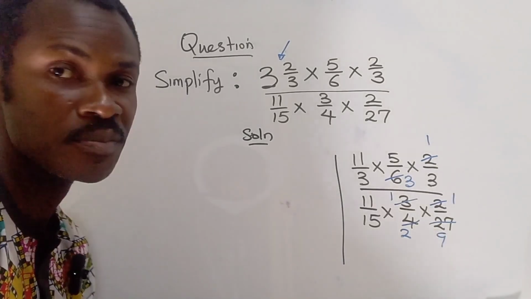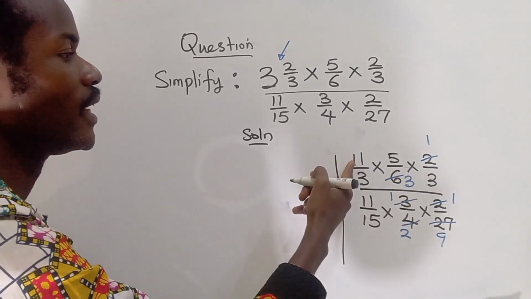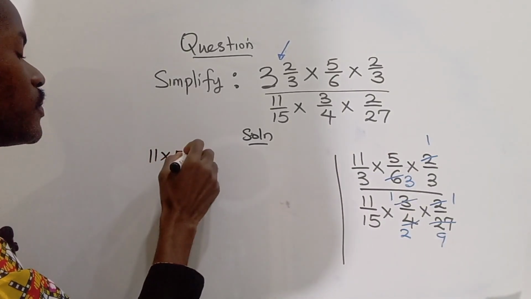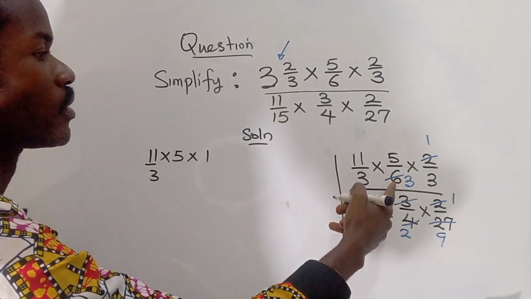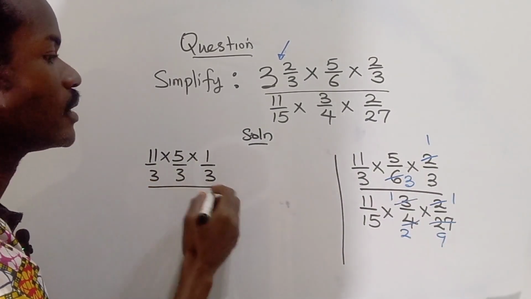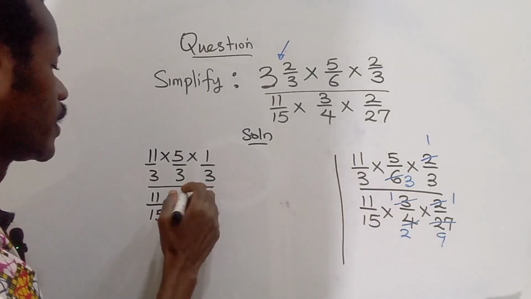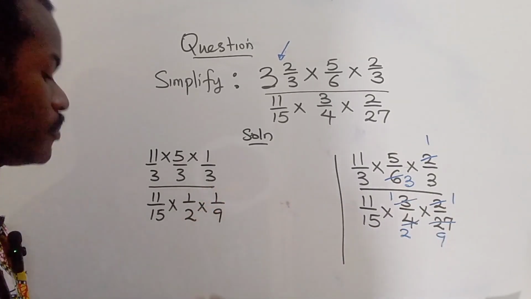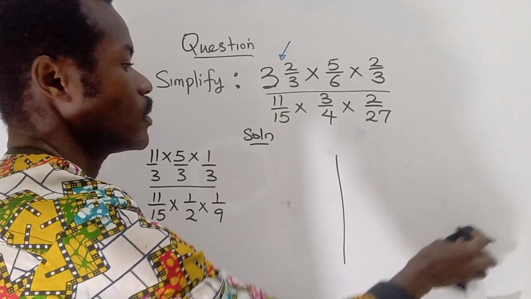Okay, now that we've reduced it to that, let's write clearly. So we have 11 times 5 times 1, divided by 3, divided by 3, and divided by 3. So all these divided by 11 over 15, multiplied by 1 over 2, multiplied by 1 over 9.